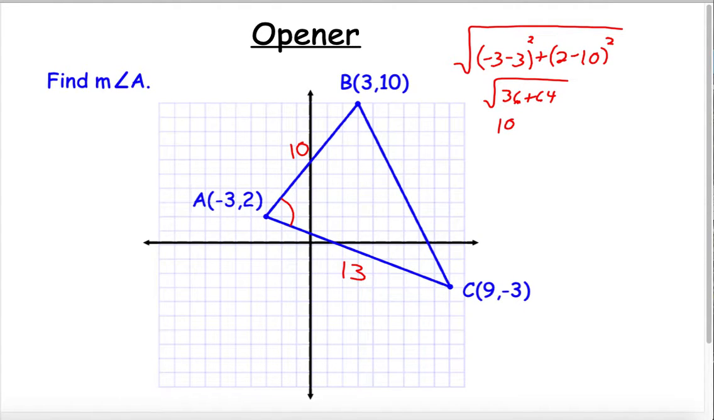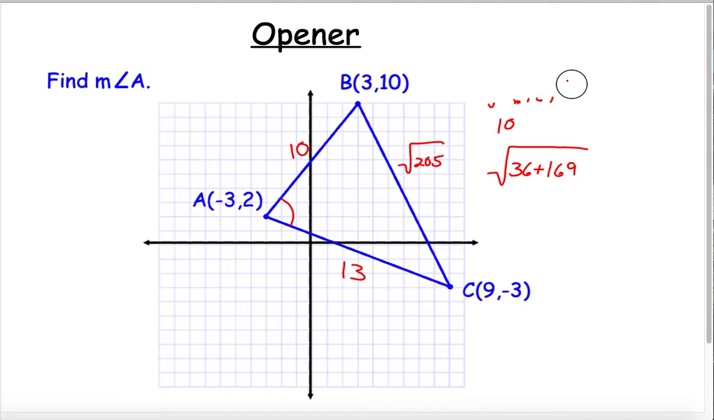And then finally we're going to do side BC. So for BC, the difference of the x's, let's put it over here, between 3 and 9 is 6, squared is 36. And the difference between 10 and negative 3 is 13, squared is 169. So this gives us the square root of 205. And we'll just leave it as square root of 205.